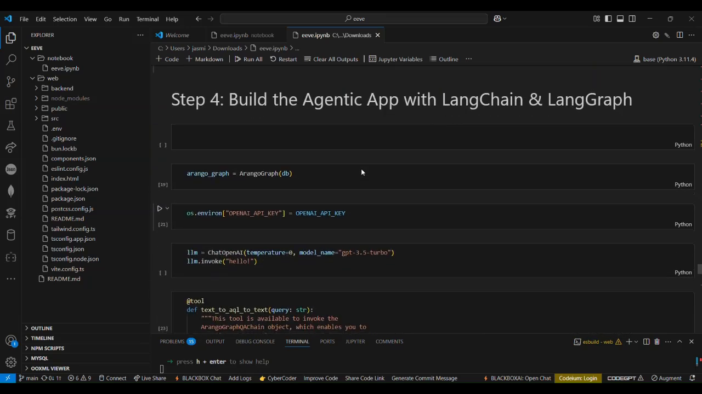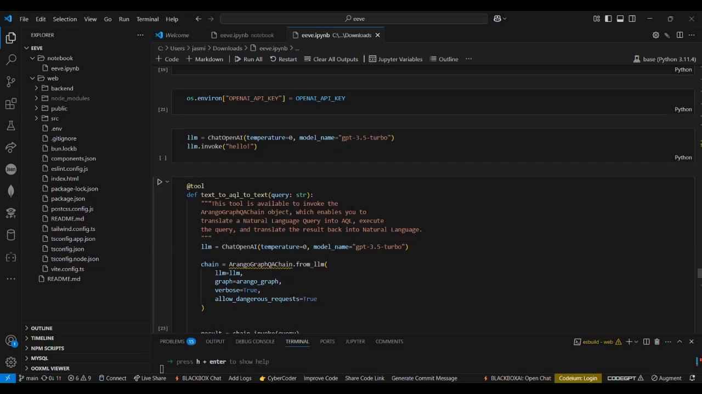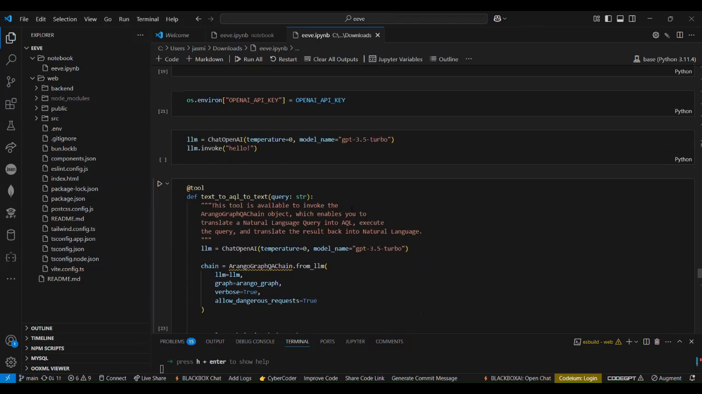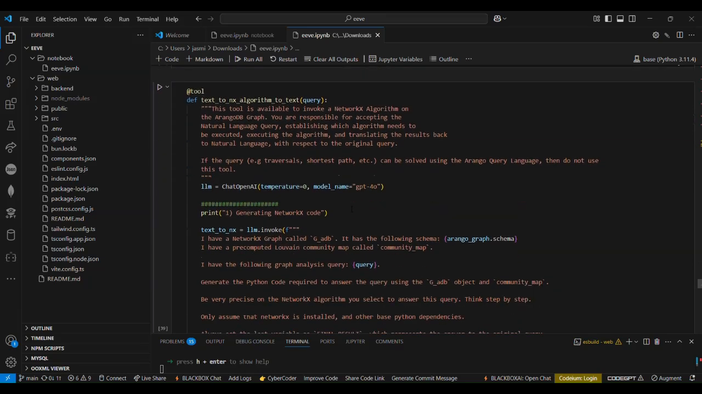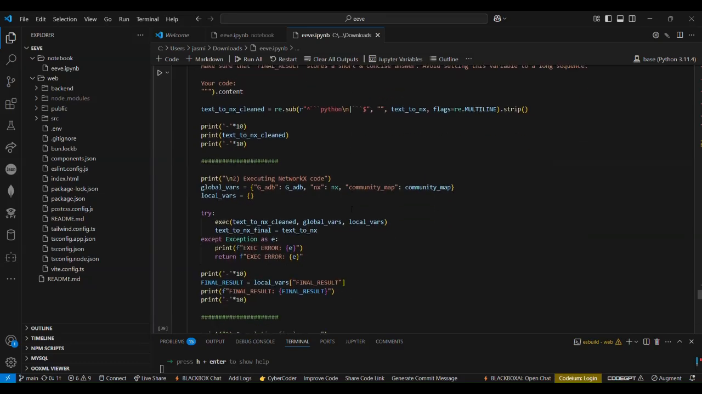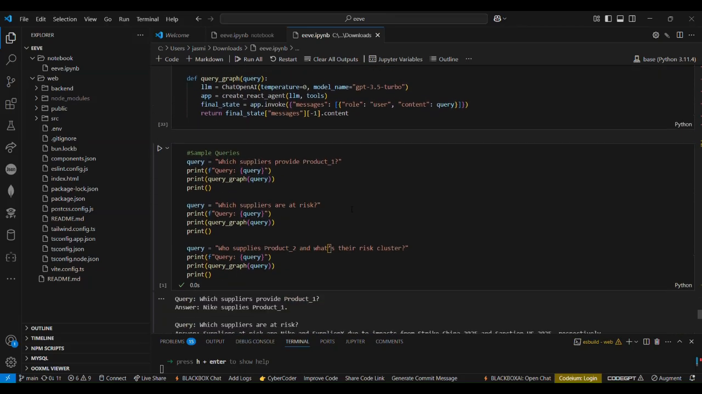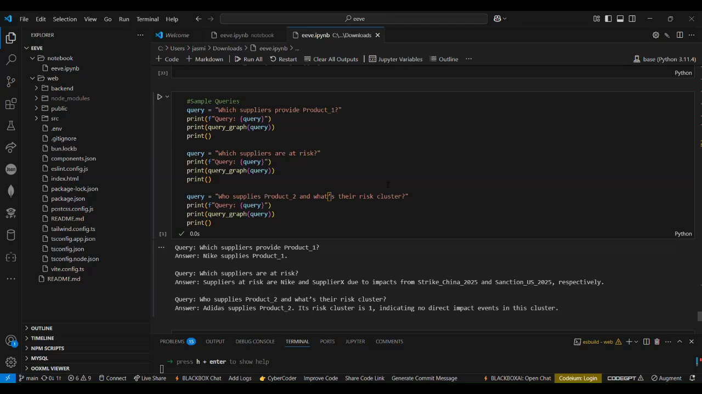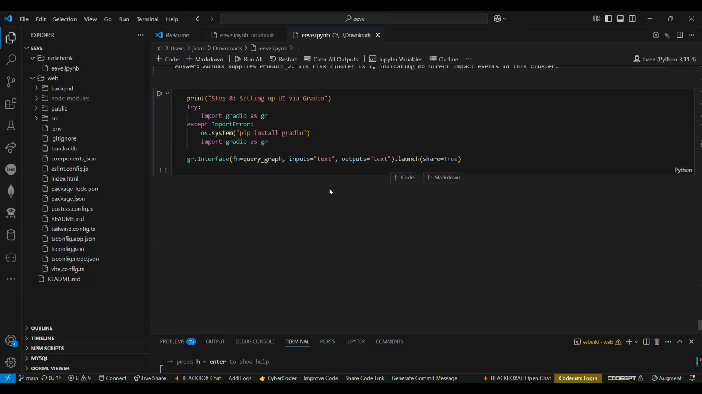Now to build the agentic app, we will be using LangChain and LangGraph powered by the OpenAI framework. These are the tools which help us convert our text to an Arango query, and from the Arango query into the NetworkX algorithm through which we can query the nodes, get the distances, the shortest path of supply and everything, and finally that is again converted into a response text. So for the agentic application, I've called the tools, and this is how the output looks. These are the sample queries. It also specifies the risk cluster, and this can also be emulated into a Gradio interface.